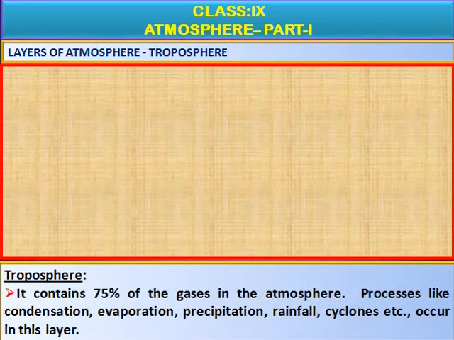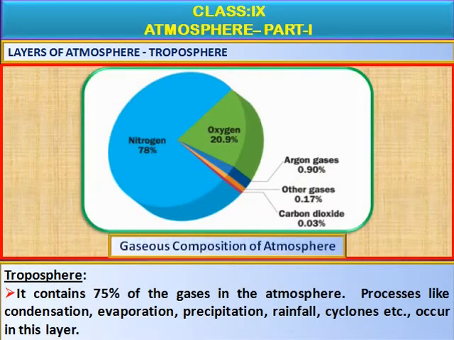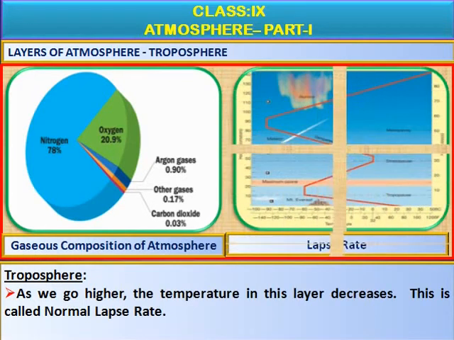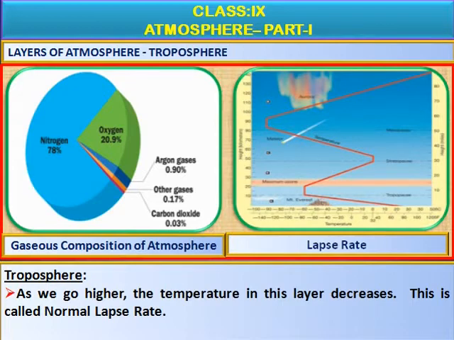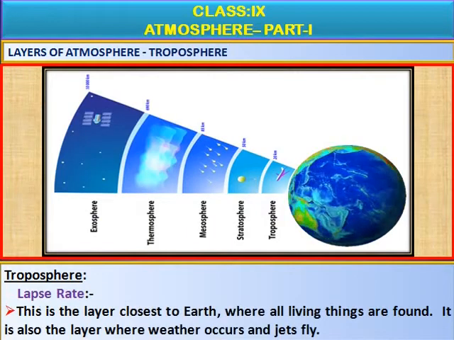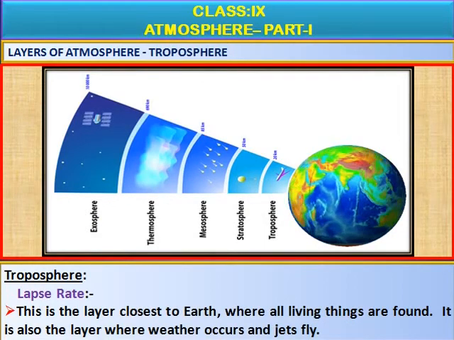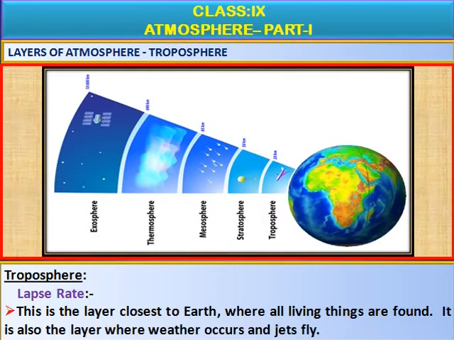It contains 75% of the gases in the atmosphere. Processes like condensation, evaporation, precipitation, rainfall, cyclones, etc. occur in this layer. As we go higher, the temperature in this layer decreases. This is called normal lapse rate. This is the layer closest to Earth, where all living things are found. It is also the layer where weather occurs and jets fly.